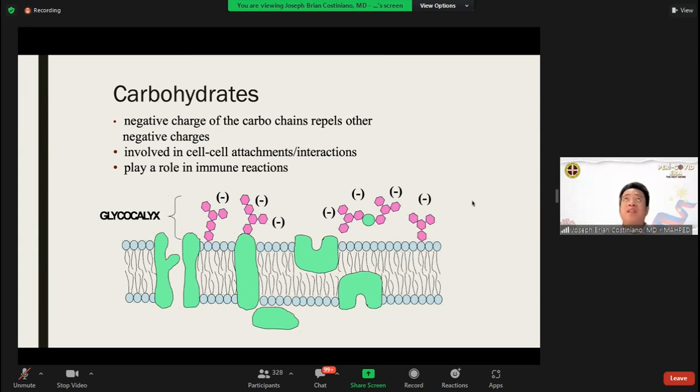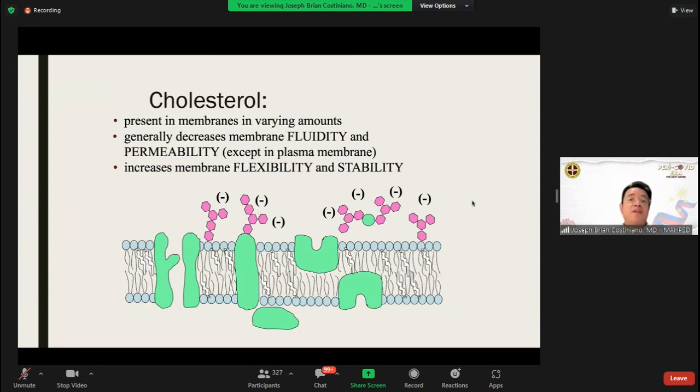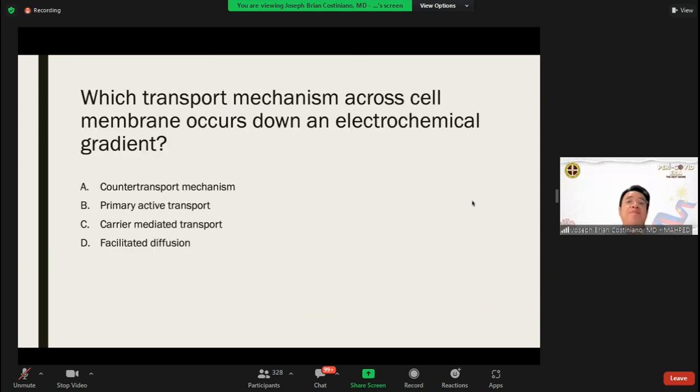So if ang tanong, which substance in your cell membrane is in charge of immune reaction? So your answer would be your glycocalyx, no? Glycocalyx. Your cholesterol is present in membranes in varying amounts, no? So it generally decreases membrane fluidity and permeability, and it increases the flexibility and stability of your lipid bilayer. Okay? Of your lipid bilayer.